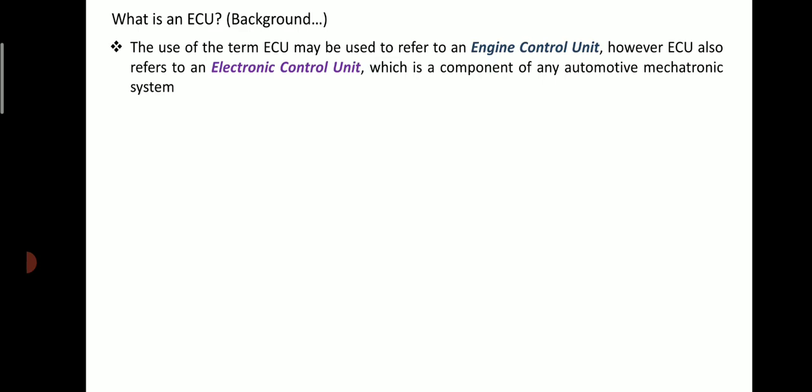The term ECU may be used to refer to an engine control unit. However, ECU also refers to an electronic control unit. So engine control unit or electronic control unit, these are the two expansions we use in connection with ECU. The long form of ECU is engine control unit or electronic control unit, which is a component of any automotive mechatronic system.